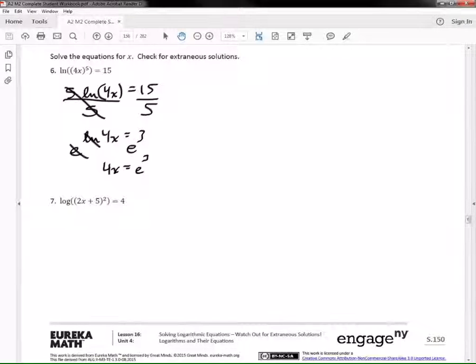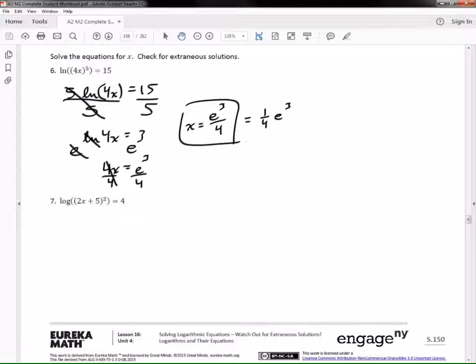Now, how do I get that x alone? Divide by 4. So I divide by 4 there, I divide by 4 on the other side, and I get x equals e to the third power divided by 4. And that answer is correct. You can also rewrite this as 1 over 4 times e to the third, but I think I like this one better. Questions?